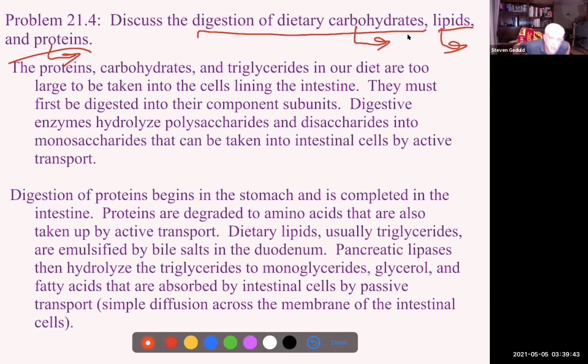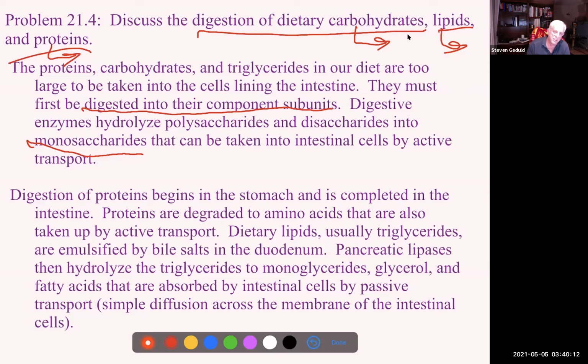So the proteins, carbohydrates, and triglycerides in our diet are too large to be taken into the cell lining of the intestine. So you have to break them down. That's what all this is about. They must first be digested into their component subunits. So digestive enzymes hydrolyze our polysaccharides and disaccharides, those are sugars with multiple units, into monosaccharides that can be taken into the small intestine by active transport.